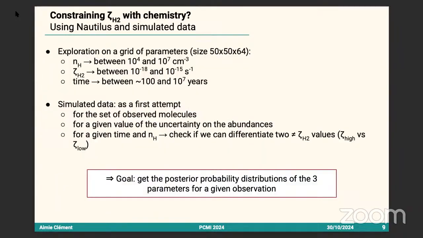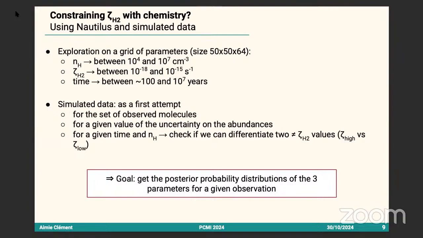So we wanted to know if we could constrain the ionization rate only with the chemistry. To do that, we did an exploration with Nautilus on a grid of parameters. We chose to vary the density between 10^4 and 10^7 per centimeter cubed, the ionization rate between 10^-18 and 10^-15 per second, and the time, using the time steps of Nautilus.